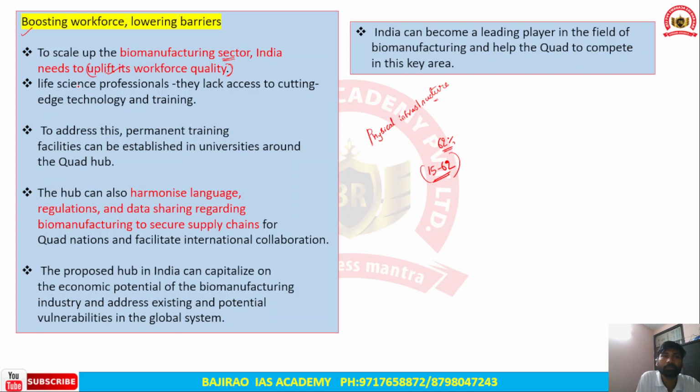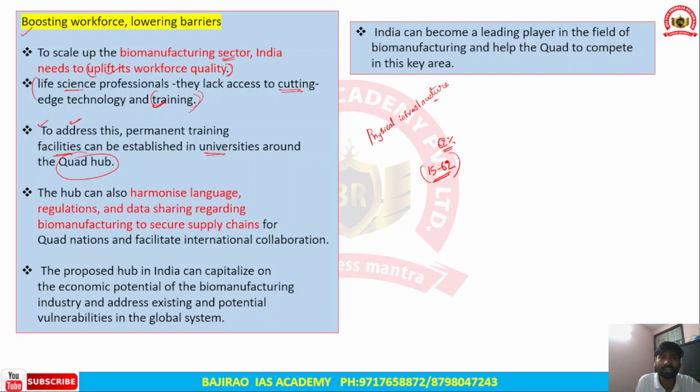And apart from that, the life science professionals are lacking access to cutting edge technology, and they also lack training. However, the Quad member countries can come forward to ensure that these professionals have cutting edge technology, and they can also provide training. To address all these challenges, permanent training facilities can be established in universities around the Quad hub. With this solution, the above mentioned problem can be addressed successfully.